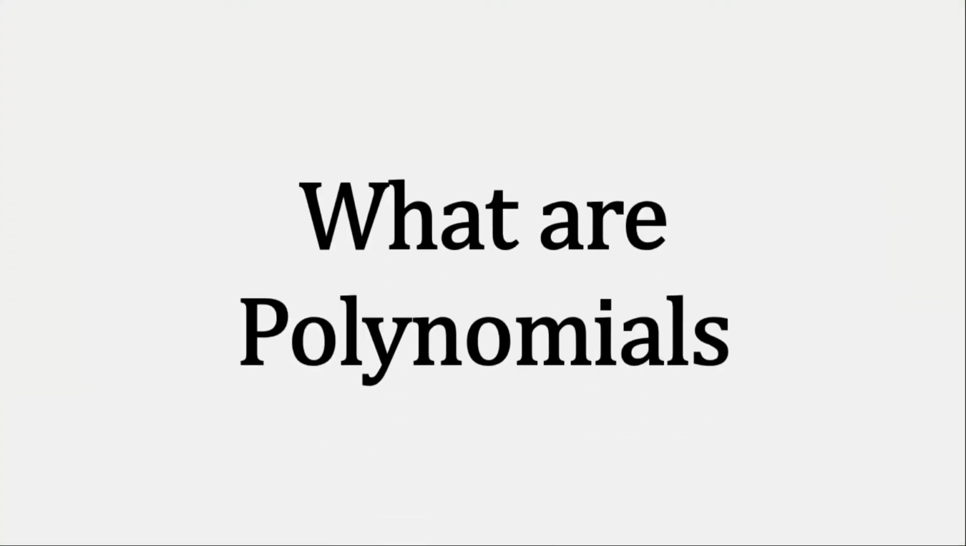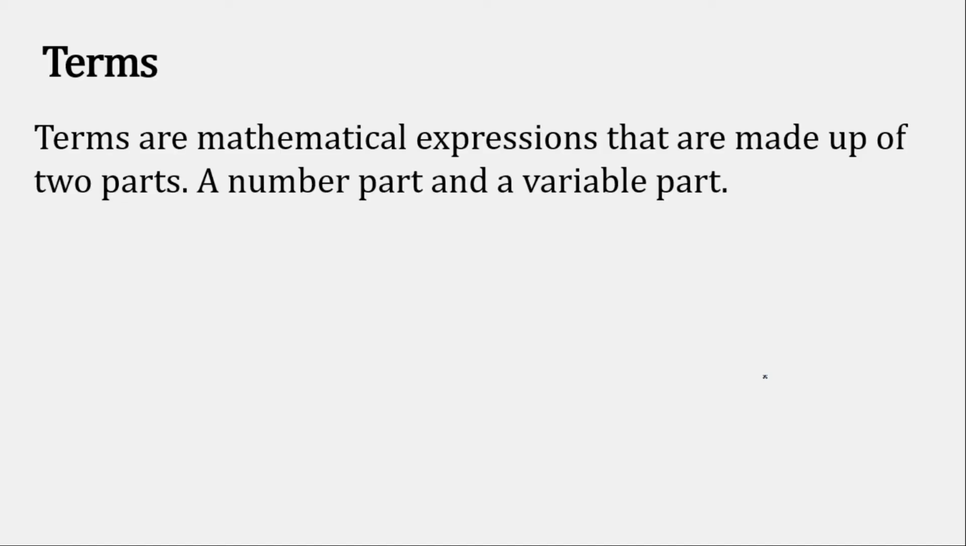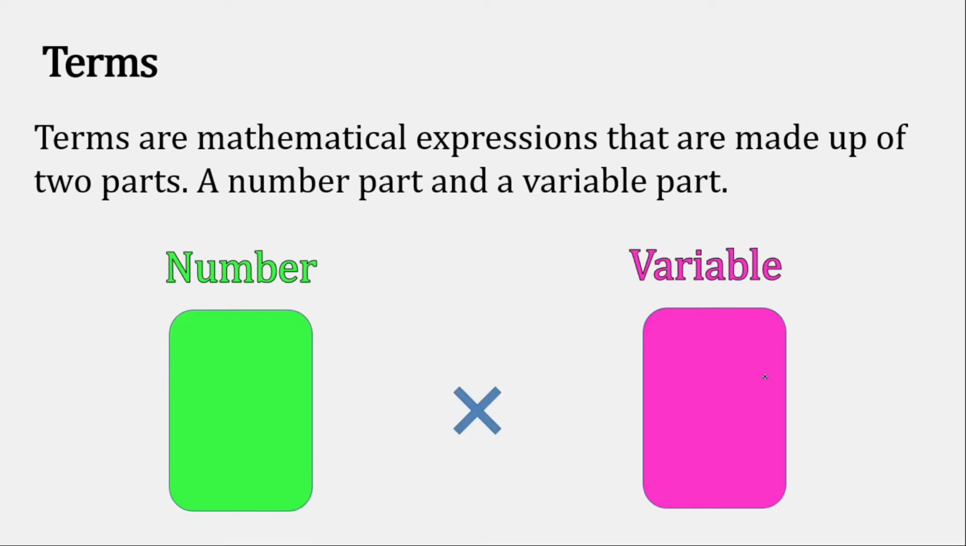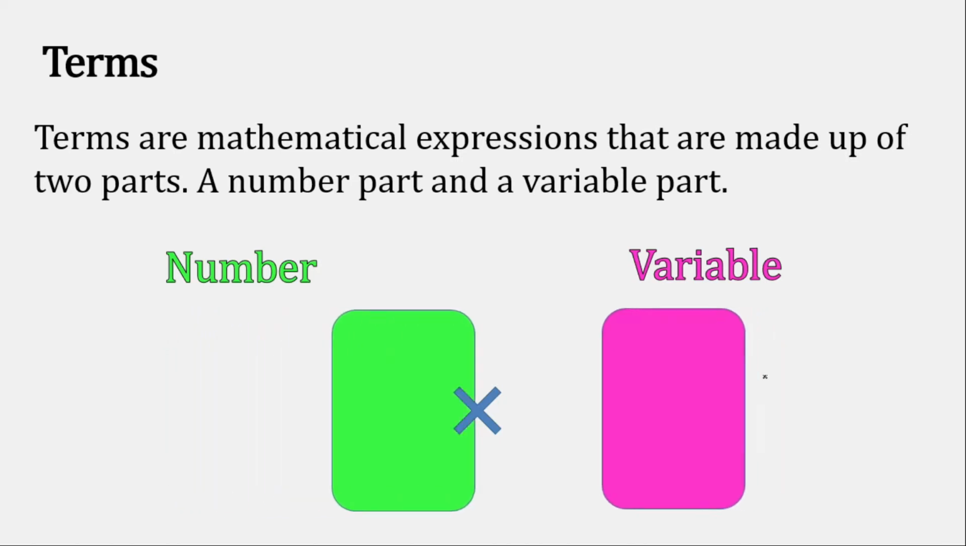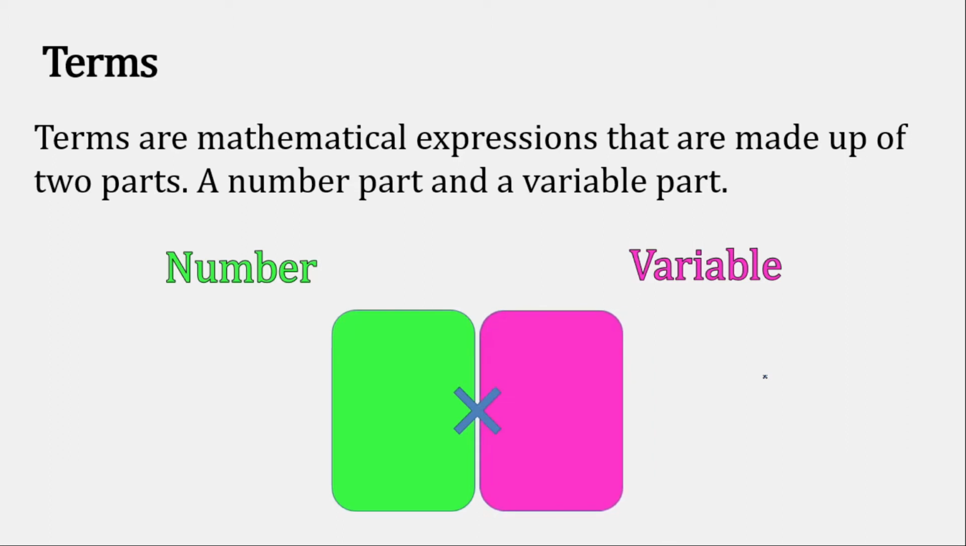First, let's answer what polynomials are. So let's put a big question mark here. To answer that question, we first need to understand what terms are. Terms are mathematical expressions made up of two parts, the number part and the variable part. They are sometimes intended to be multiplied with each other. But since multiplication is intended in algebra, we don't need to put a multiplication sign between them. So just put them next to each other.